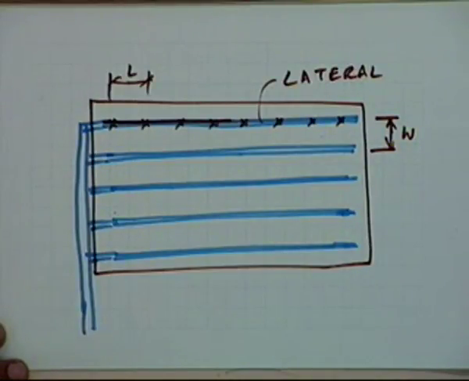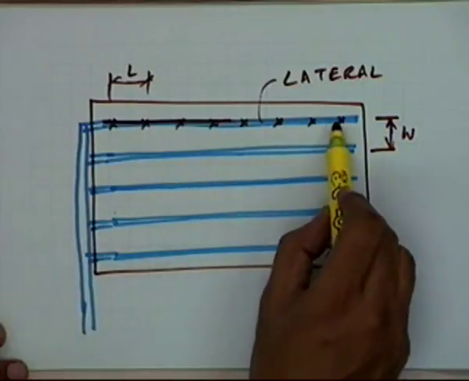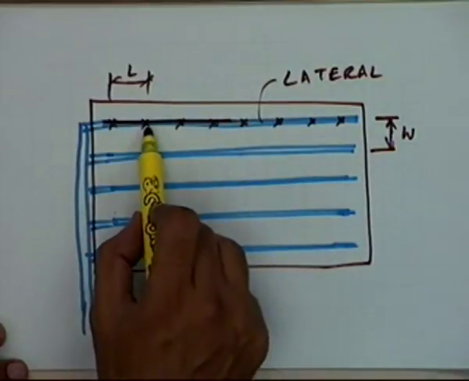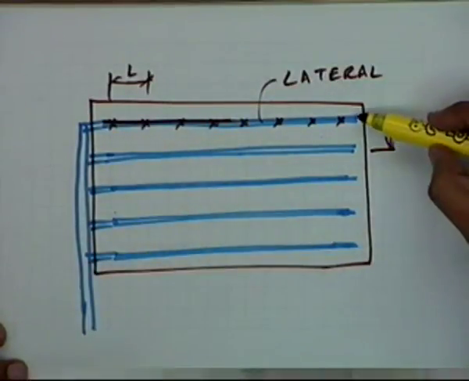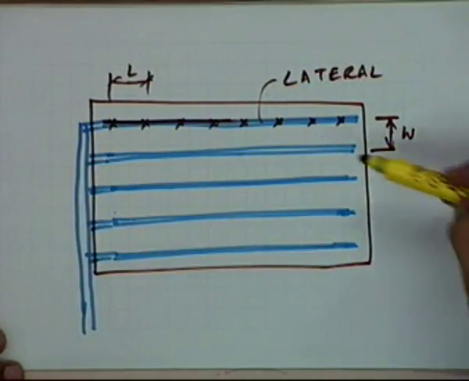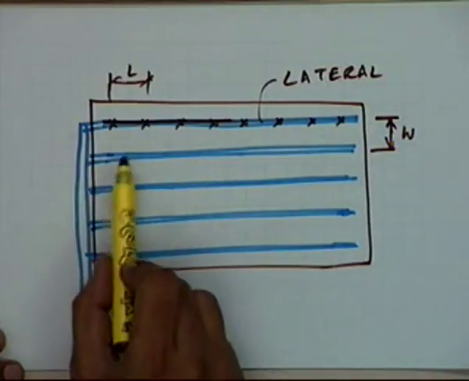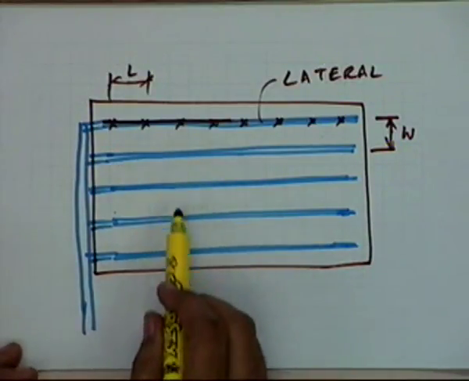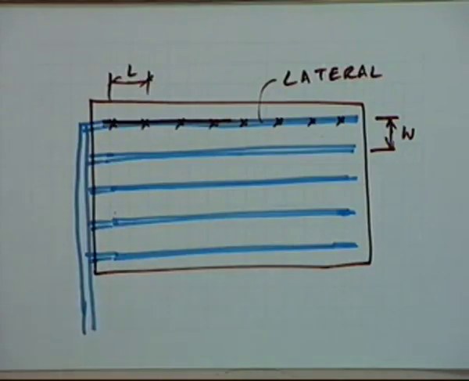The lateral pipe on which you are installing these sprinkler heads. So what is the spacing between the sprinkler heads? What is the spacing between the laterals? That has to be decided on the basis of the distribution pattern of each individual sprinkler head and what spacings are needed to have a uniform distribution. That is what you do in the case of a sprinkler system.